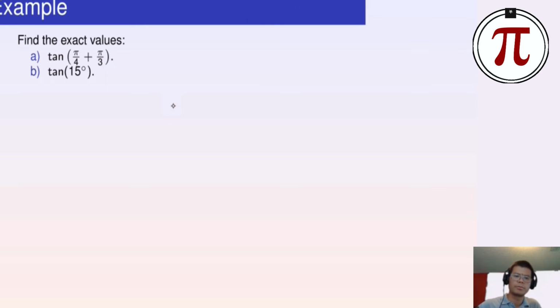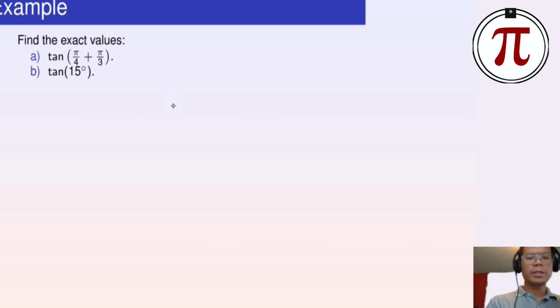Yeah, tangent of 5π/4 plus π/3... B, tangent of 15 degrees. Very good. All right, very good. Now let's consider this one. Right, let's consider this one.